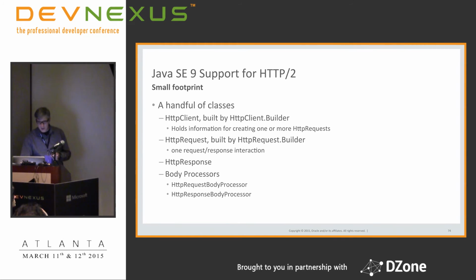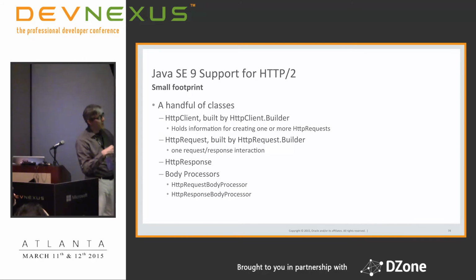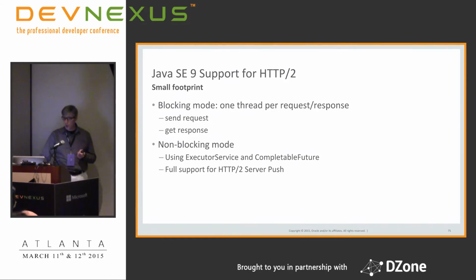And then they have this notion of body processors. So these are basically interfaces for which there are standard implementations that you pass to the API to do different things with either the request body or the response body. They can operate in a blocking mode where the calling thread owns the communication and whatever blocking may happen there. Or there's also a non-blocking mode that makes full use of the executor service. You could pass an executor service to the API, which gives you, of course, a ton of options for concurrency.